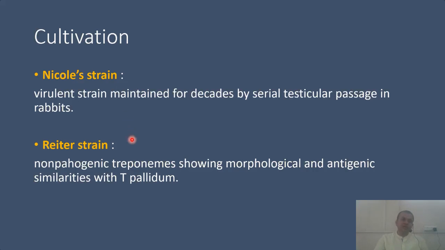And then the Reiter strain. The Reiter strain is a non-pathogenic treponeme, but it shows similar morphological and antigenic characteristics to Treponema pallidum. Therefore, the Reiter strain is mainly used for diagnostic purposes of syphilis.